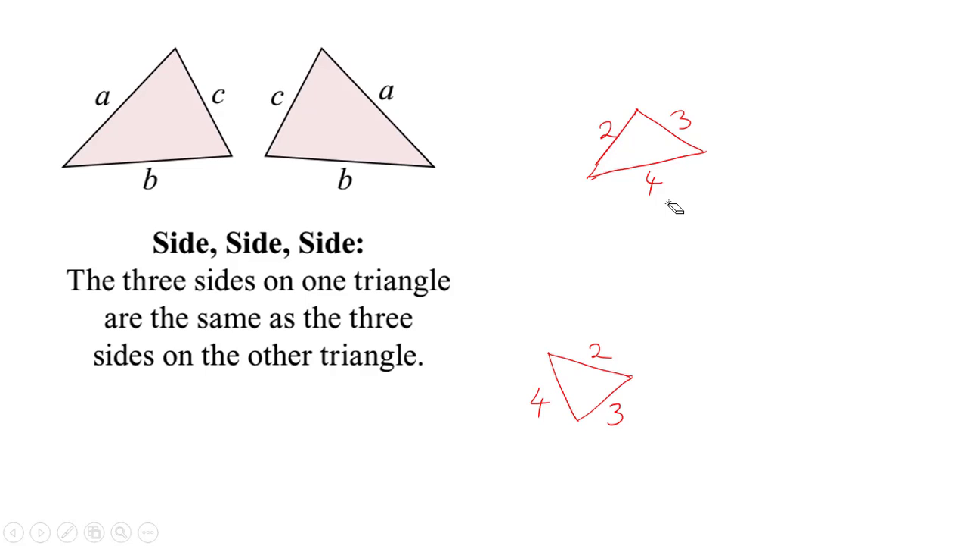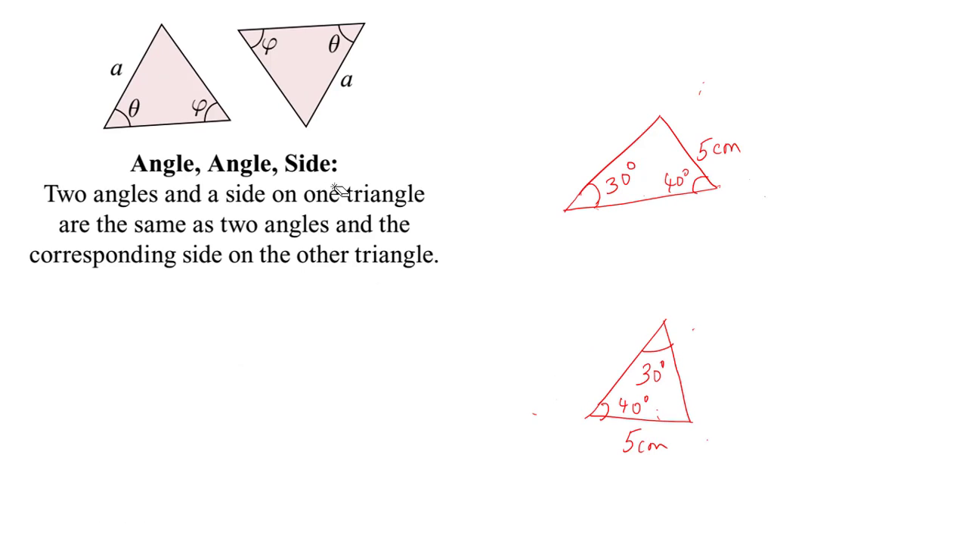Okay. The third condition is this: you have angle, angle, and a side. You have angle, then side. Now, usually they follow each other. For example, I'm talking about this angle here. So angle, angle, then side, making a straight line or going in one direction. So angle, angle, side. Or you can start from here, angle, angle, side. Now, two angles and a side on one triangle are the same as two angles and the corresponding side on the other triangle. We say that those two triangles are congruent.